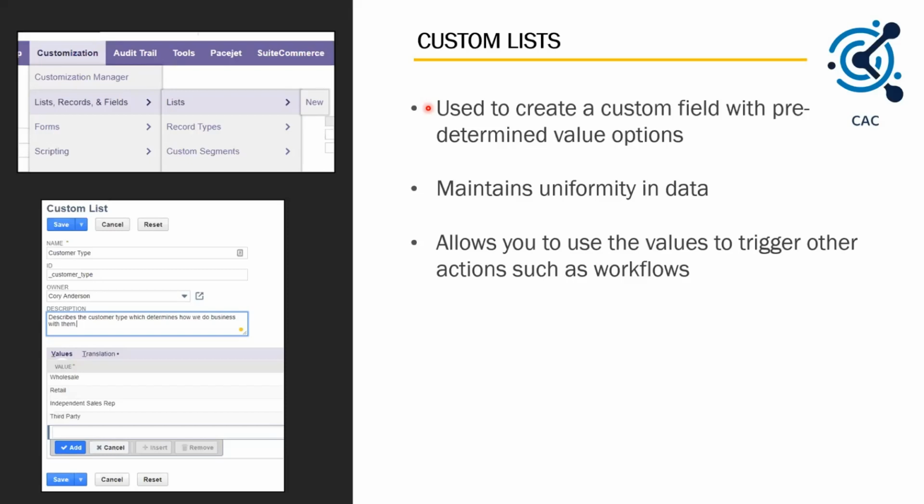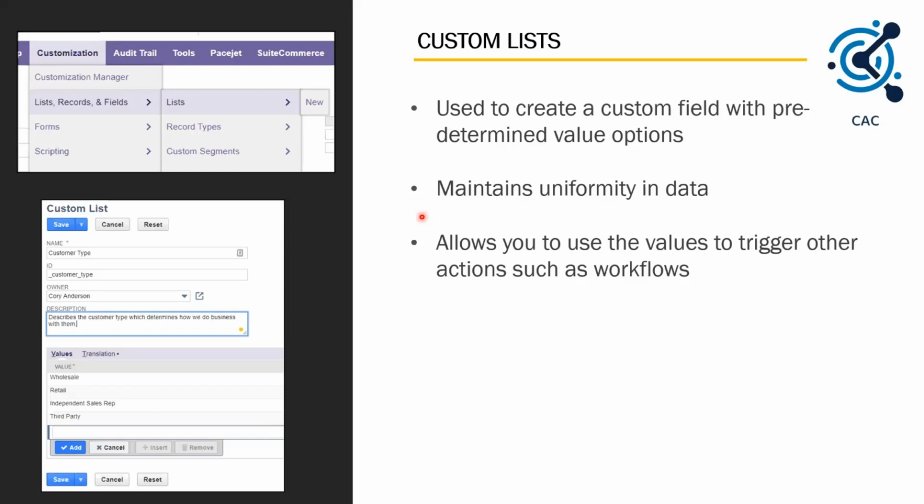Another benefit of using a custom list is that it allows you to use the values to trigger other actions such as workflows. What I mean by that is, let's take the product category custom field that we just created, for example. I made that a free-form text field. What that means is that anybody that can edit an item record can type in any value they want in that product category field.